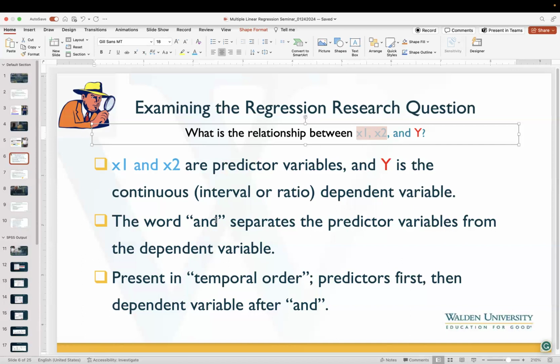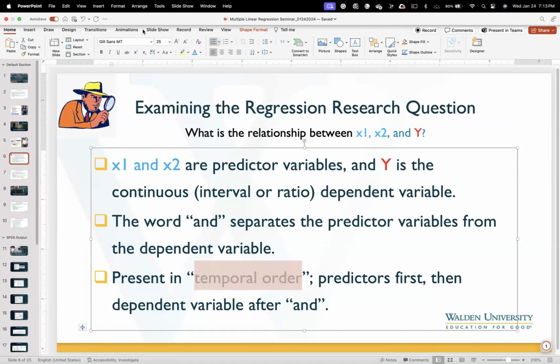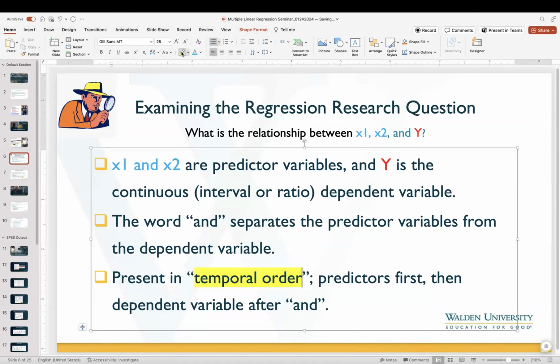Is everybody okay with that? Everybody understand that? Can I get some confirmation before I move on? Because that's very important. And we'll see that later on as we are actually looking at results and findings and interpreting output. So remember that temporal order of a research question.